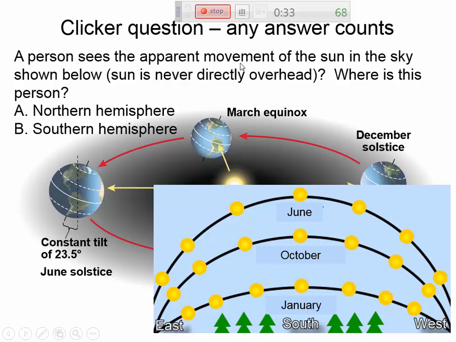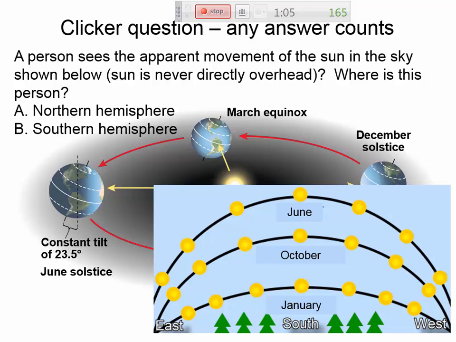I say apparent movement just because, of course, if we think of the Earth as moving around the sun, the sun is not rotating around the Earth. But from the point of view of a fixed position on the Earth, we're watching the apparent movement of the sun. That's all that means. At this particular location, the sun is never directly overhead, let's assume. So in June, the person standing there facing south would see the sun rise in the east and go up through the sky and then set in the west.